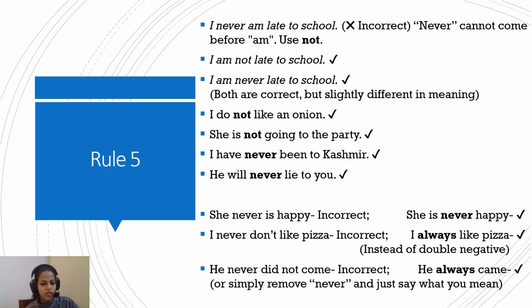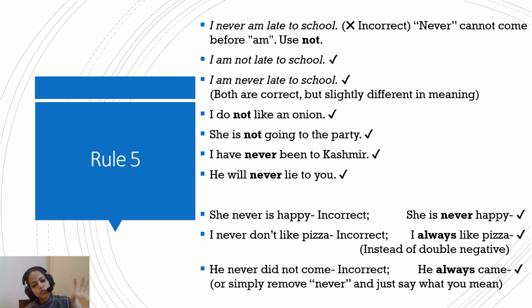So not and never cannot be used interchangeably. That is one thing, and the second thing is they should not be used together also. No two negative words should be used in one sentence. "She never is happy" is incorrect. "She is never happy" is correct.